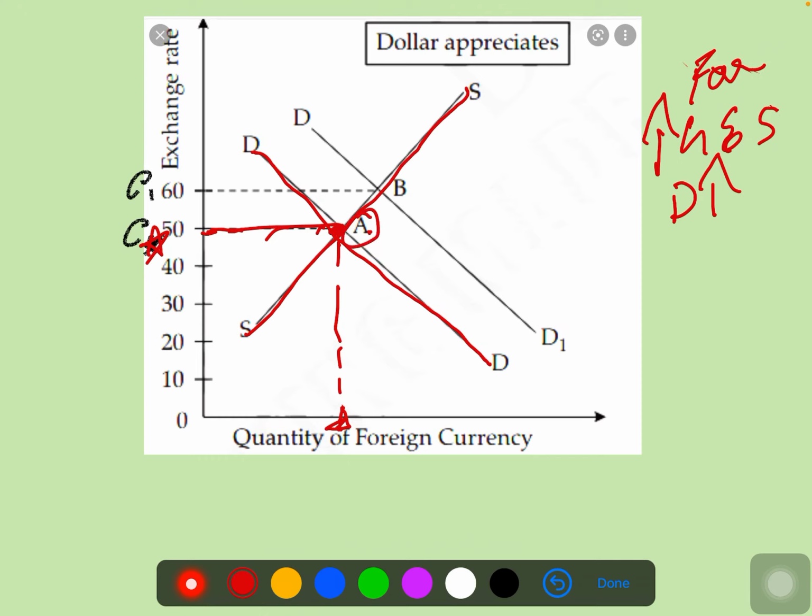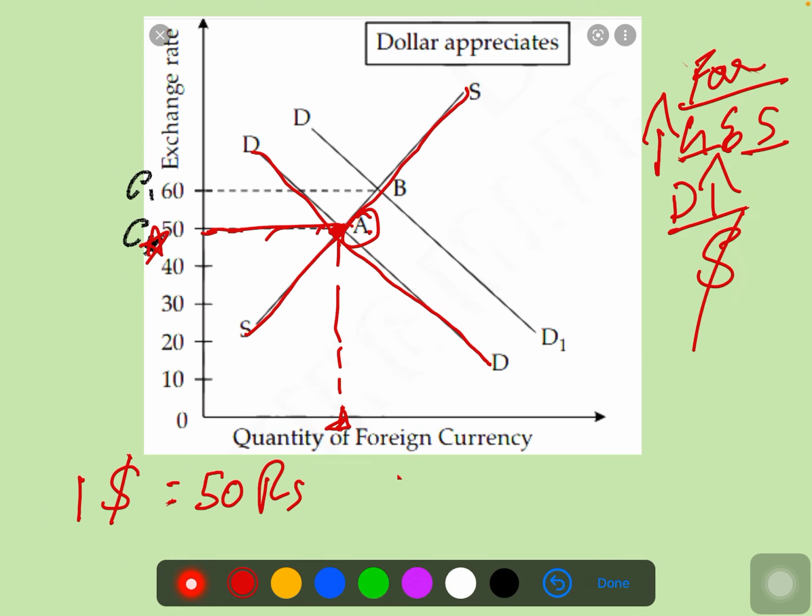So this is called the equilibrium point and this is the rate. Just imagine at this particular point, $1 is equal to 50 rupees. Now demand for foreign goods and services is increased. So when demand is increasing, that means you're purchasing some other country's goods and services. If you want to purchase them, you need more dollars. You cannot purchase by rupees, you need to demand dollars. That means indirectly, if you are purchasing foreign goods and services, you are demanding the dollars.